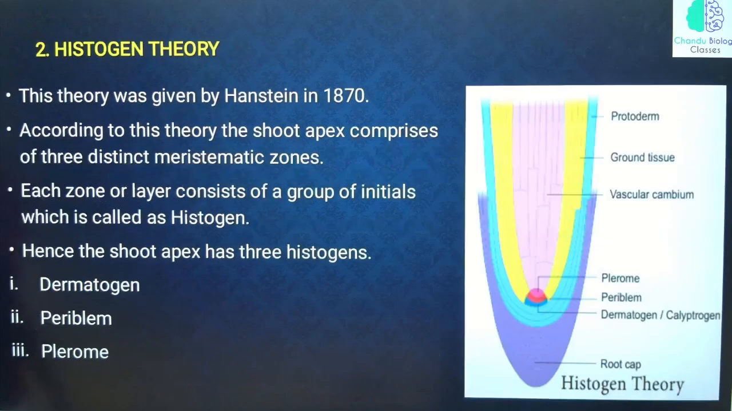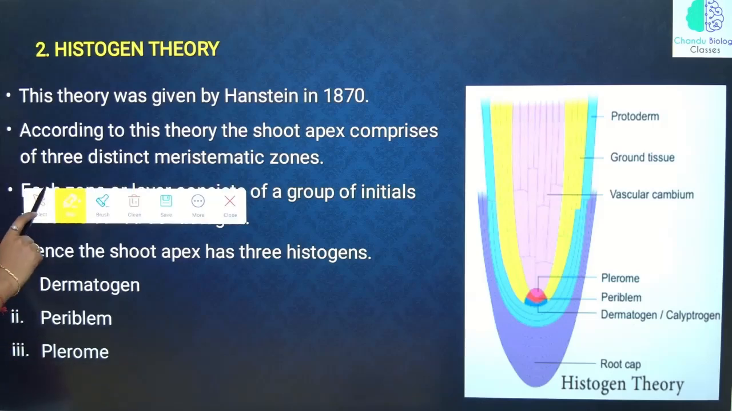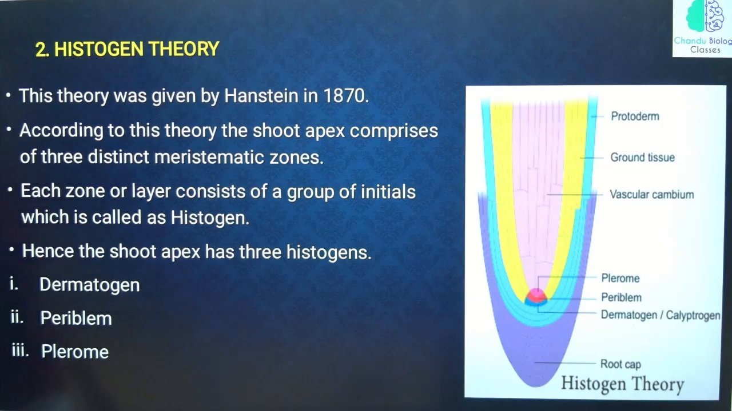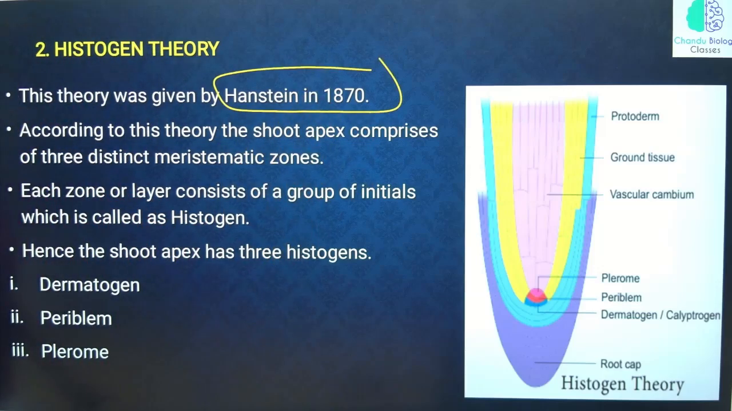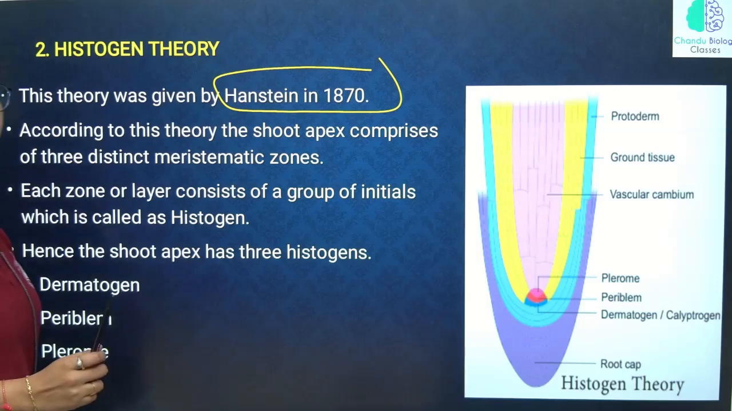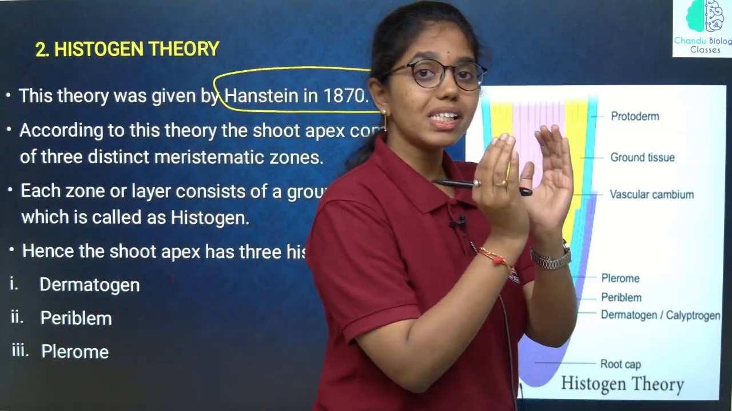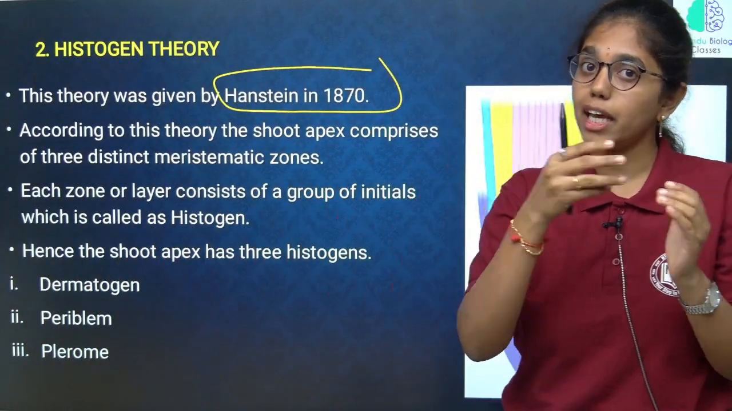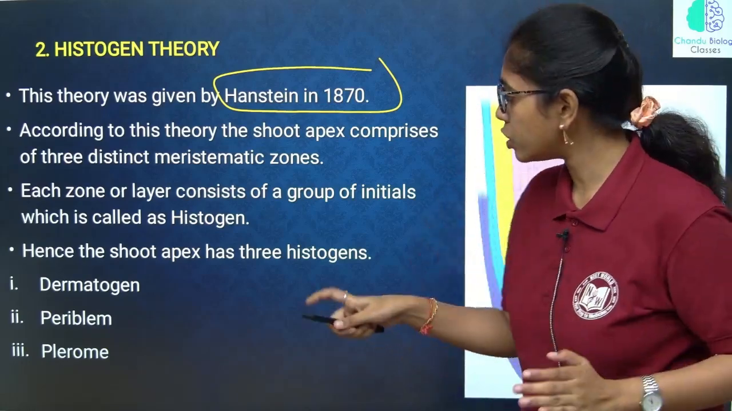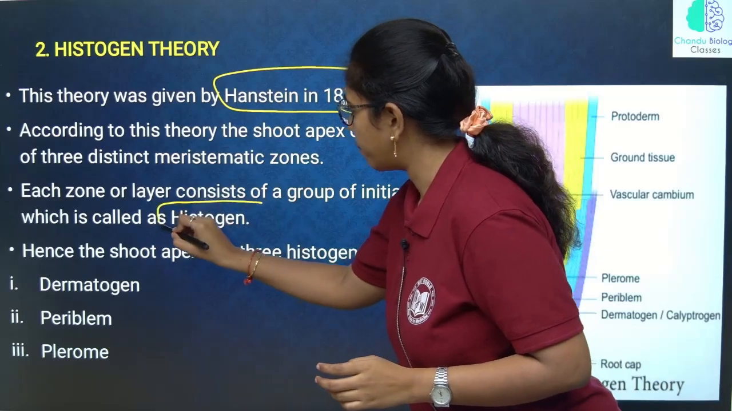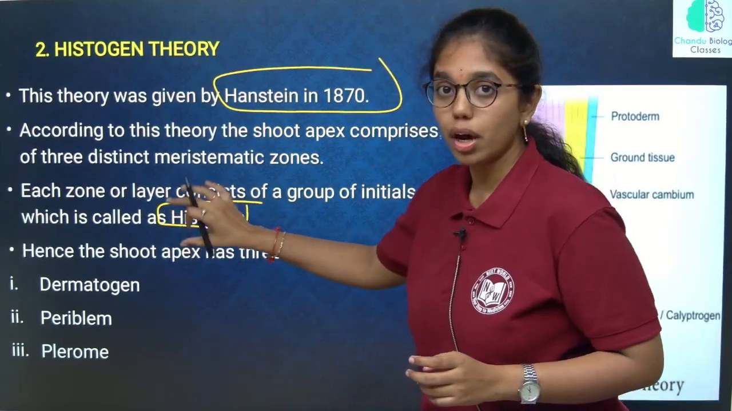Next, the Histogen theory is the second theory we have to know. The scientist who proposed the Histogen theory is Hanstein. He said that there are many layers of initial cells, and in each layer there is a group of initial cells, which you will call a histogen.